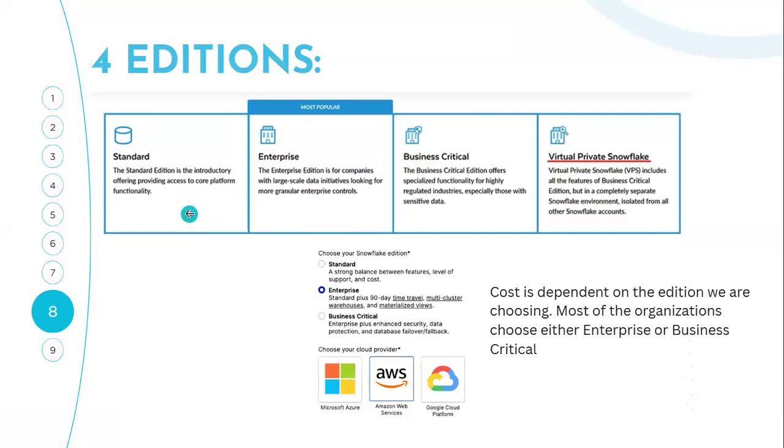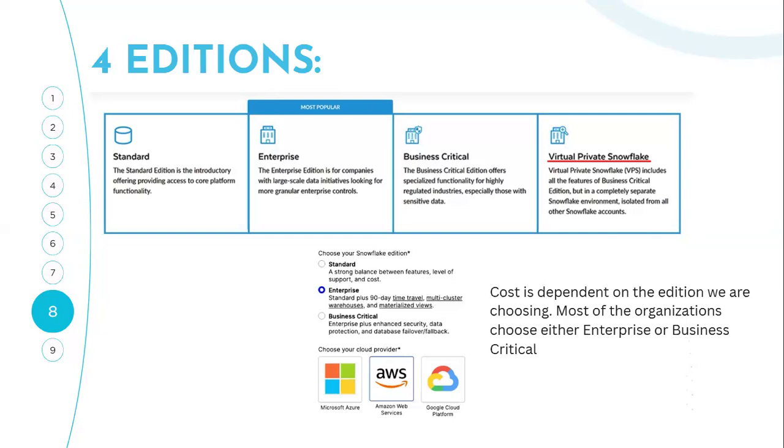Standard is like a limited edition. Most companies will not use standard because it does not come with time travel, and it maintains the backup for only one day. There are a lot of limitations in the standard edition. If you feel your data is not that sensitive or important, then you go with the standard edition. It's like building small static websites where the content doesn't matter. Next, I have the enterprise edition.